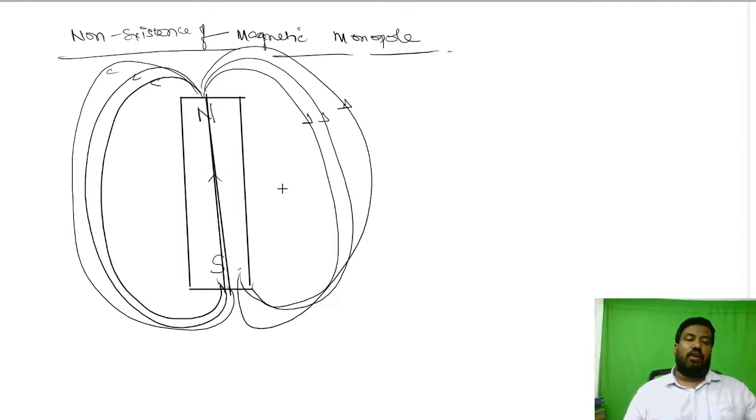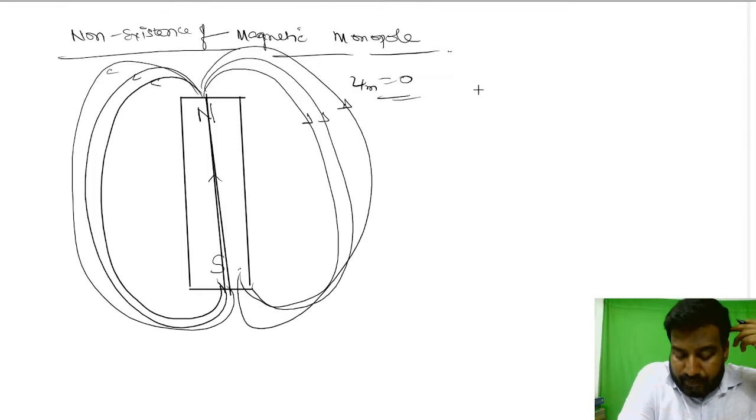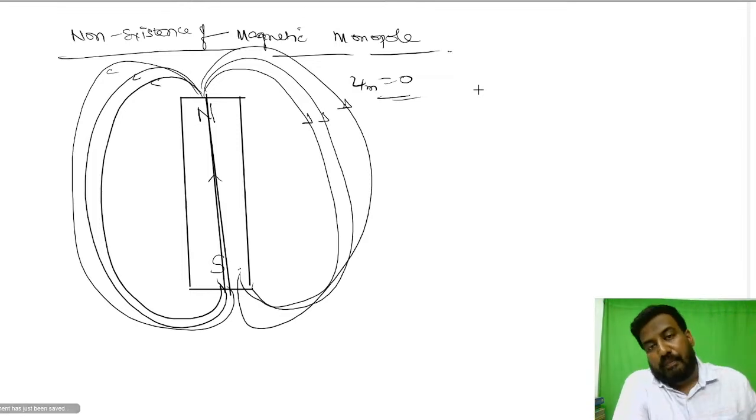In a magnetic field, there will not be any separate source and sink because both the source and sink are the same, resulting in zero net flux. Psi m is 0 because this magnet is giving out psi m and it is also consuming psi m. Therefore, the net psi m is 0.